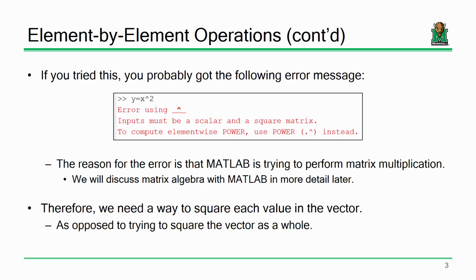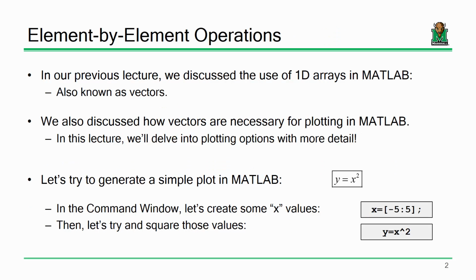When you said y equals x squared, I want you to think in your head, what did you want MATLAB to do? You wanted MATLAB to take each one of those numbers and square it, right? So the -5 squared, the -4 squared, the -3 squared, the -2 squared, the -1 squared, etc. That's what you wanted MATLAB to do. Unfortunately, that's not what you told MATLAB to do. You told MATLAB to take the vector x and multiply it times the vector x.